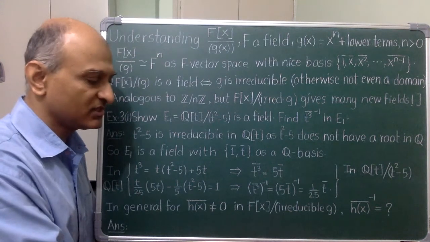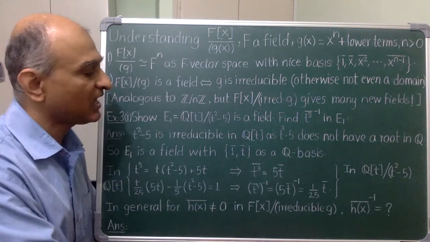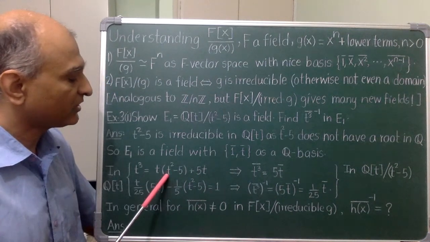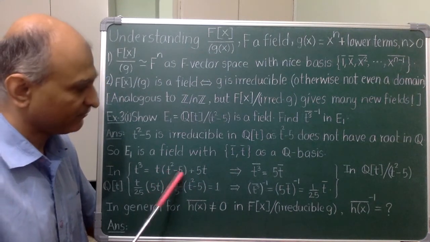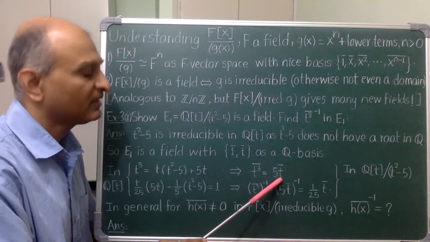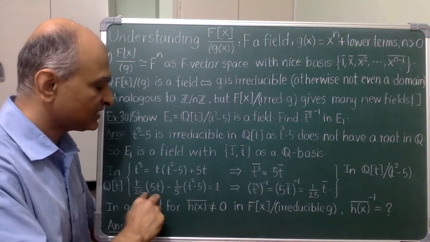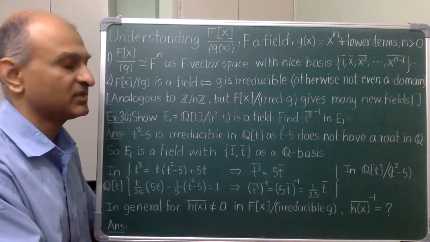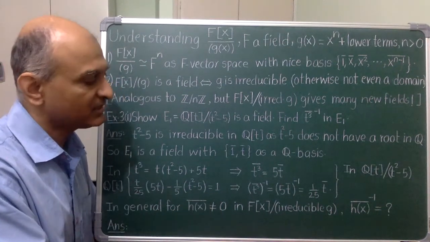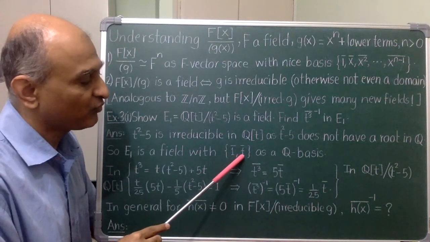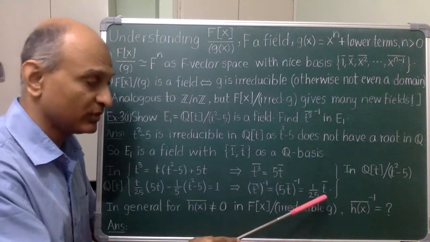To find the inverse, for convenience, first I have expressed it in terms of this nice basis using long division by t squared minus 5, and I get 5t. Now, I have found the inverse of 5t by this seemingly ad hoc calculation. So please check this. Next, the answer is in terms of this basis, and therefore when expressed like this, it is unique.